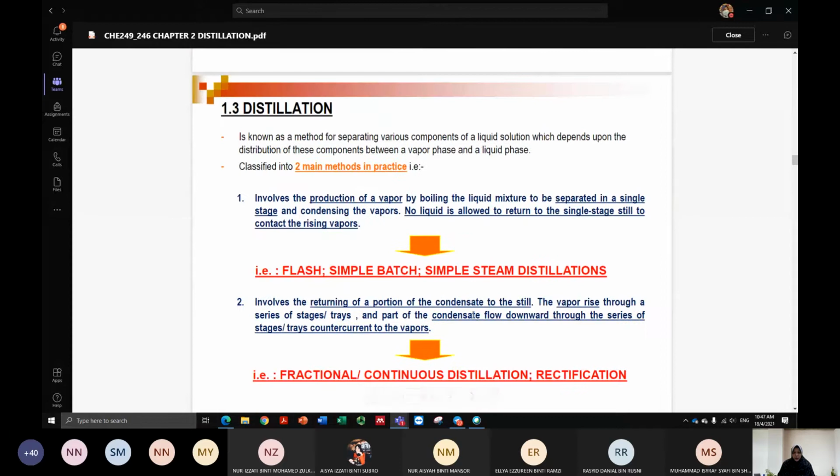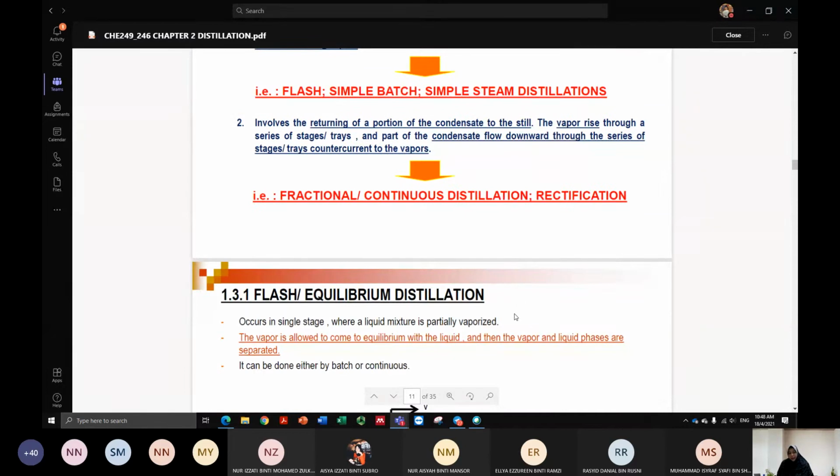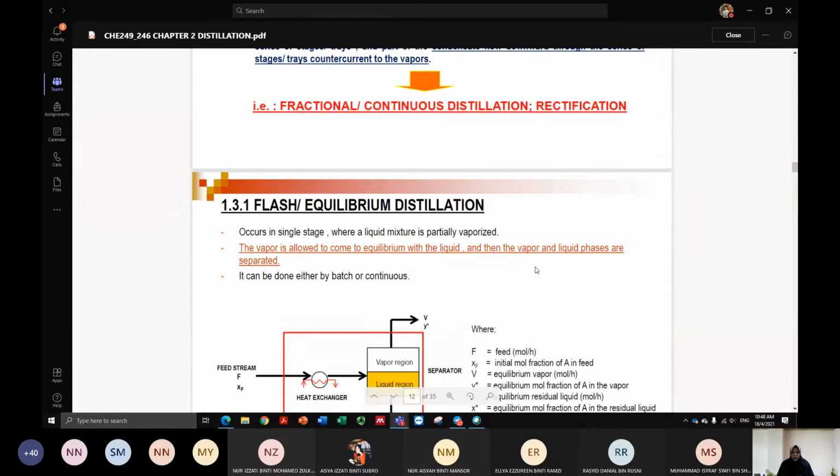Now let's proceed to distillation. There are many types of distillation column that you're going to learn in this course. The most popular one that we're going to do is the fractional or continuous distillation column, or rectification. The basic one that we have is the flash distillation column. We also have the batch distillation column, but that one we will cover later, because we need to go fast for your calculation method first.